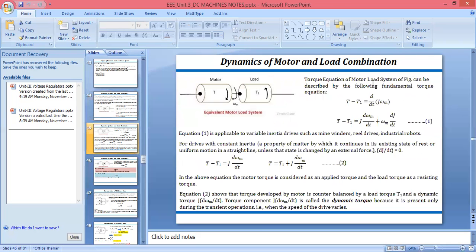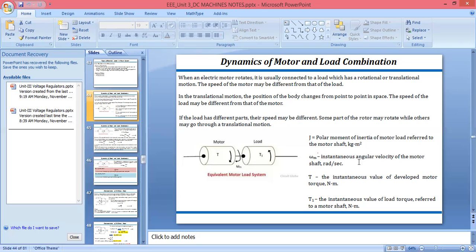You can see here the torque equations of the motor load system. It means when we have a load with respect to the motor, at that time we can calculate torque by using these mathematical equations. Tau minus tau 1 equals the derivative of J Wm with respect to time, d by dt. We know J is nothing but the polar moment of inertia of the motor. So we can calculate moment of inertia in terms of kg meter square.